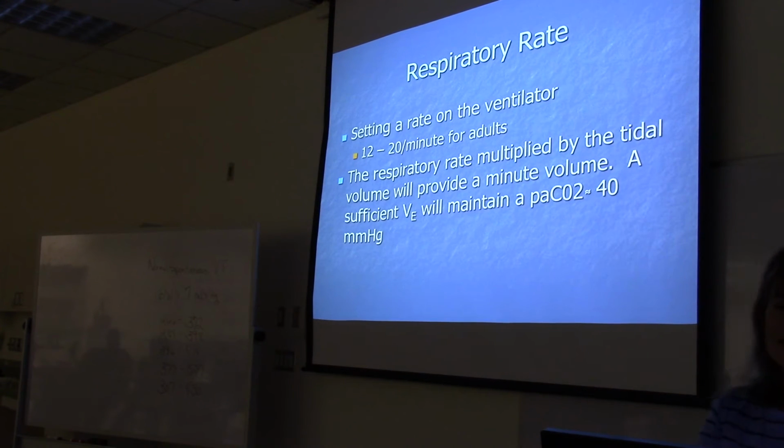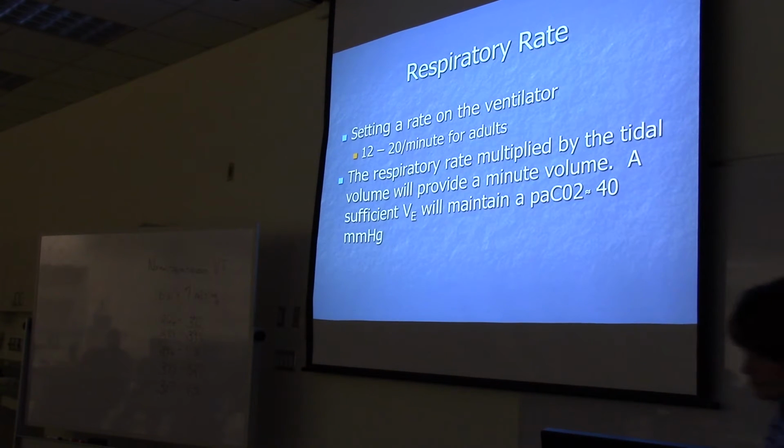All right, the next setting is respiratory rate. So it tells you a normal respiratory rate for adults is between 12 and 20 breaths per minute. A respiratory rate multiplied by the tidal volume will provide a minute volume. We talked about that already. A sufficient minute volume will maintain a PaCO2 of about 40 millimeters of mercury.